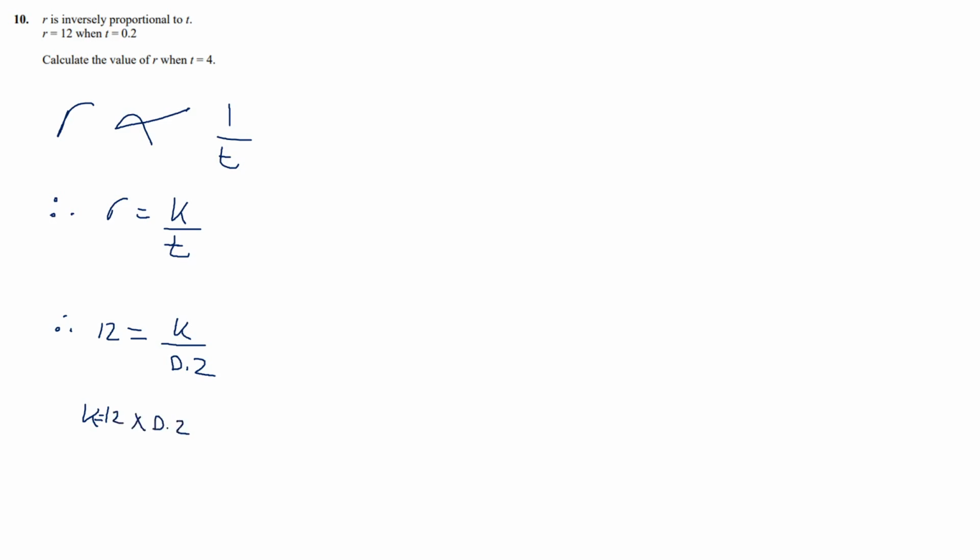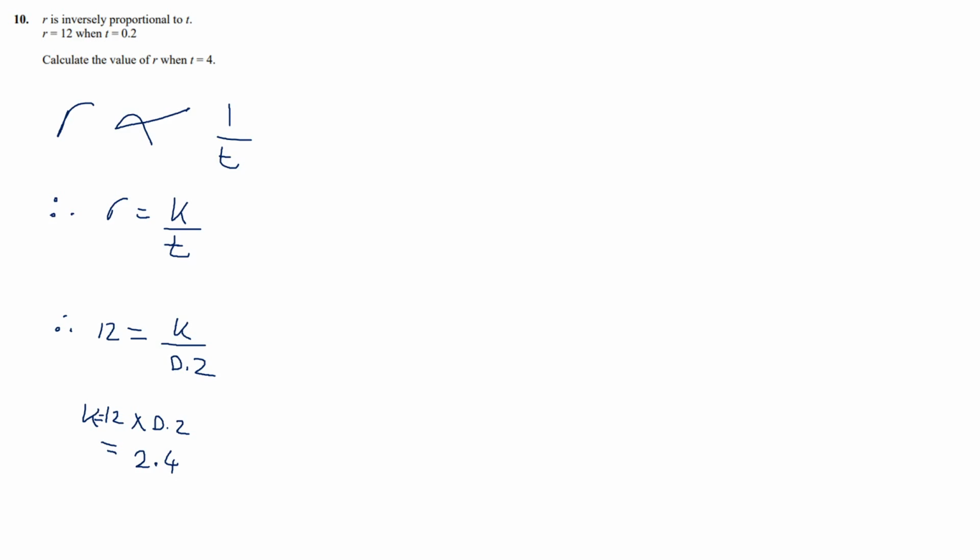Let's look at another equation. R is inversely proportional to T. When R equals 12, T equals 0.2. So calculate what R is when T equals 4. Well, again, R alpha 1 over T. So therefore, R is equal to K over T. Because it's inversely proportional. So therefore, 12 is equal to K over 0.2. And so therefore, K will just equal 12 times 0.2. And when we plug that into our calculators, we get an answer of 2.4.